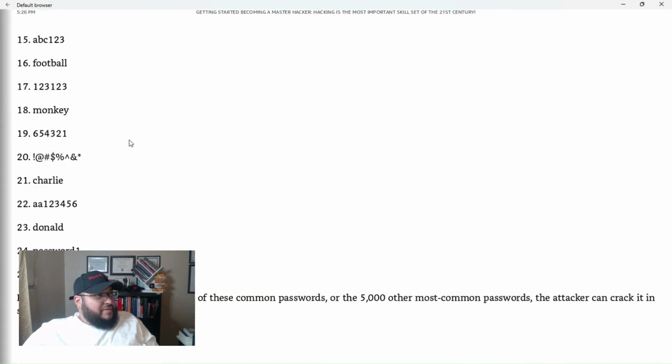There's some examples of the most common passwords. Okay, so this is cool. If someone on the network is using one of these common passwords, or the 5,000 other most common passwords, the attacker can crack it in seconds. Do you see this password one? That's a good one.